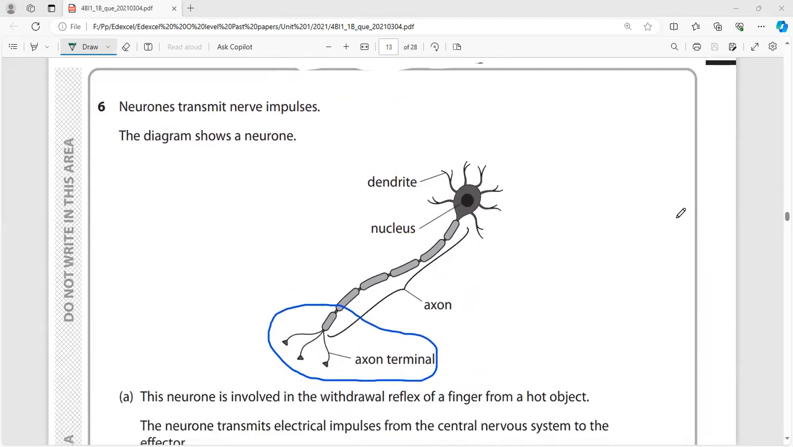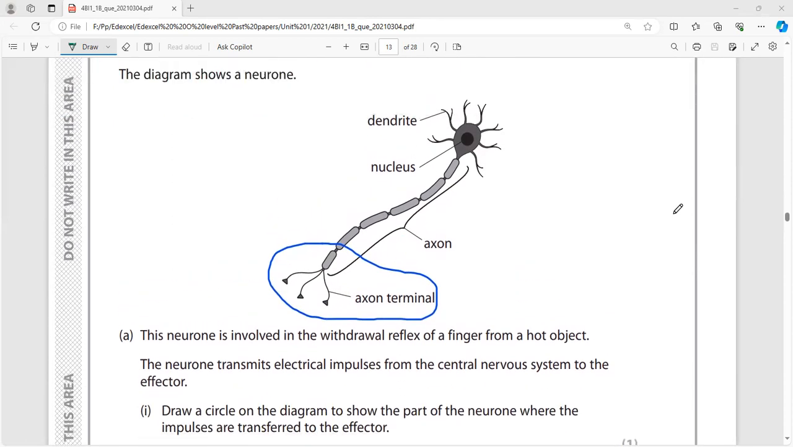Question number 6 is related to coordination. Neurons transmit nerve impulses. The diagram shows a neuron that is a motor neuron. Why? Because the cell body is present at the top of the nerve cell. We have dendrites which transmit the nerve impulses toward the cell body, and the cell body contains the nucleus. The axon part contains the myelin sheath, formed by Schwann cells, and you can see these Schwann cells containing the myelin sheath here.